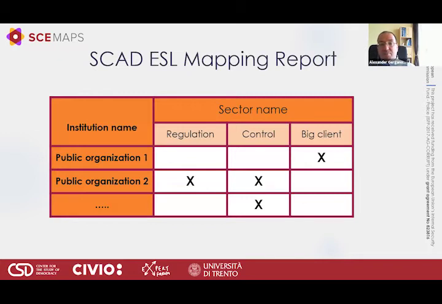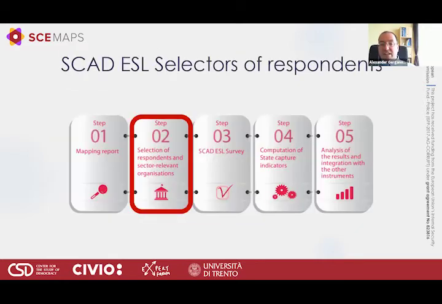And this is an example of a table which helps the researchers to put things in a more systematic manner. The public organizations are listed, and it is marked whether a public organization is relevant because it is a big client, because it has regulatory or control functions. If neither of the three is marked, then the public organization is probably not relevant for this sector.